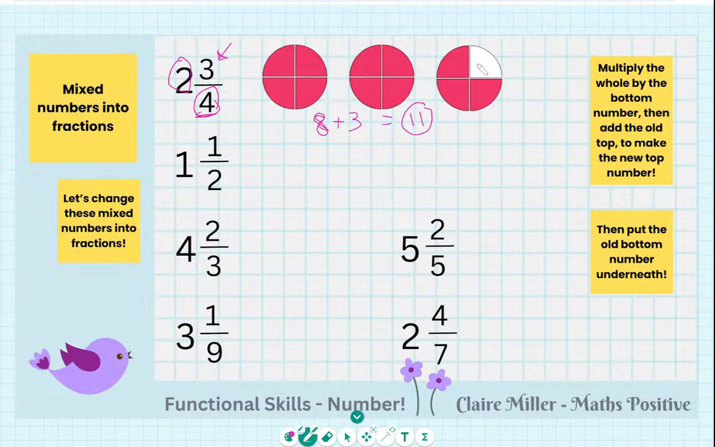The pizza's still in quarters. We're still going to think about quarters. It's just now we've included these 8/4 as well as this 3/4. So altogether we have 11/4. Hopefully that makes sense. So if you wanted to start with, you could draw your own picture. Maybe you could draw some circles, or if you prefer, you could draw some squares.